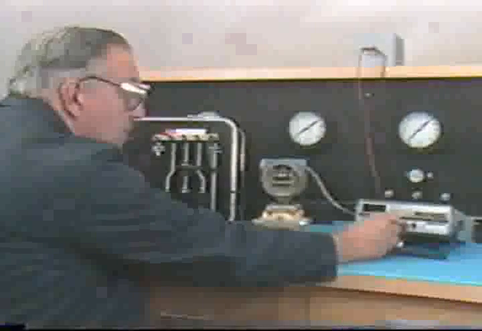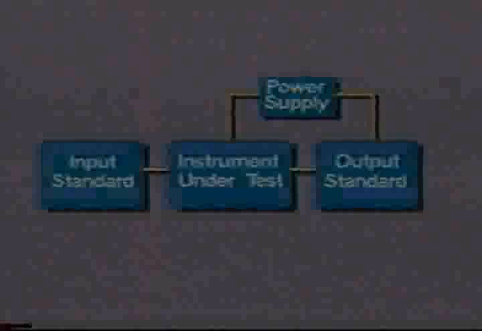Accurate flow measurements depend on properly calibrated instruments. When a differential pressure transmitter is properly calibrated, its output accurately represents its input. Now, let's see how a differential pressure transmitter is calibrated. Remember, the calibration setup should simulate the process conditions of the instrument under test. It's important that the instrument under test be mounted in the same position it's used in the field.